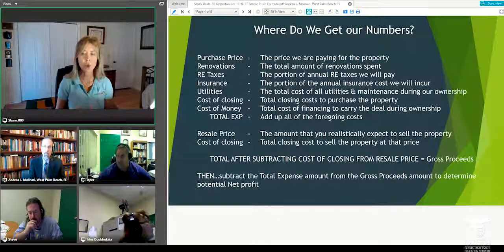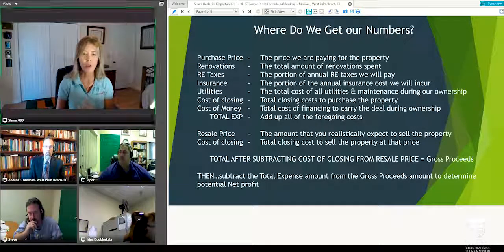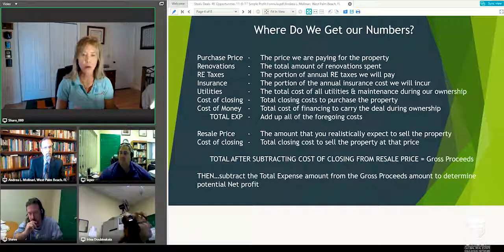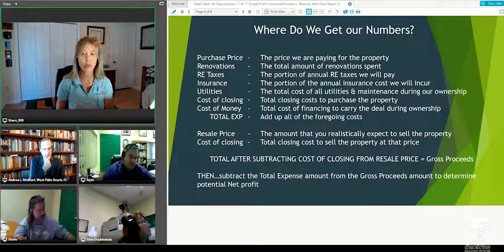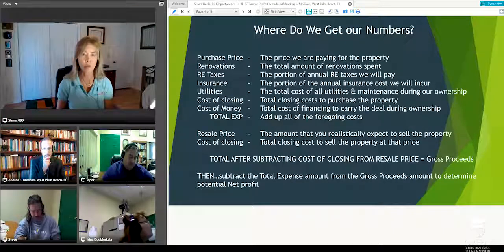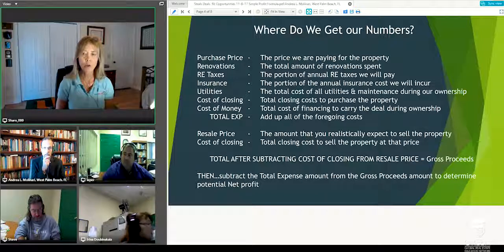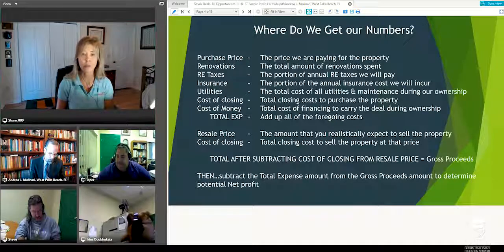Okay, so the purchase price is the price we are paying for this investment property. Renovations would be the total dollar amount we are going to spend renovating this property. From construction to landscaping to new central air or heat or whatever it is that we're going to do, we're going to add all of it together here, and this is what we're going to spend on this property, soup to nuts, okay? Real estate taxes: the portion of that annual real estate tax amount that we will pay for our ownership of this property. So if we only plan on owning this property for 6 months max, then we're going to take half a year's real estate taxes and put it into our expenses.